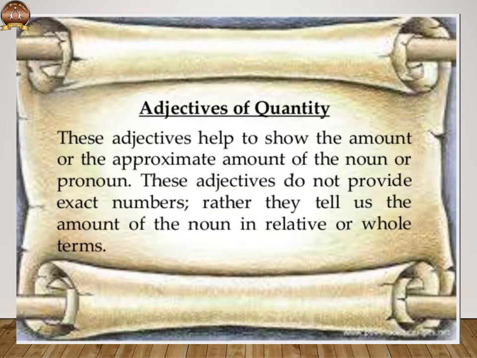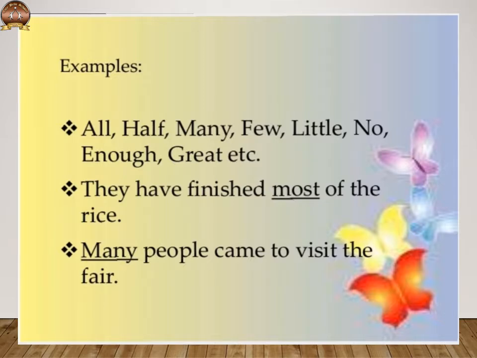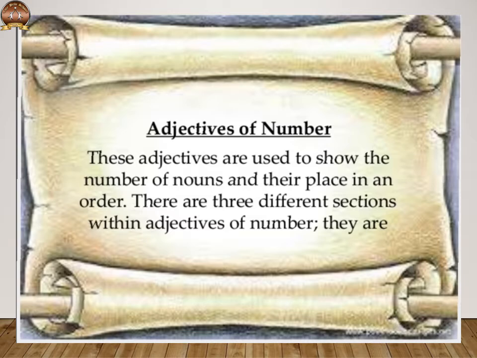Now quantity. Quantity helps you show the amount or approximate amount of the noun or pronoun. Now these adjectives do not provide an exact number. Rather, they tell us the amount of the noun in relative or whole terms. Let's understand this with the help of examples. All, half, many. Are they telling you the exact thing? No, they are giving you an idea. So they have finished most of the rice. So we don't know exactly the amount of rice finished, but we get an idea that most of it is done. Many people came to visit. Now many is giving you an idea that not a few people came. Yes, so they give you an idea of it, not the actual number.